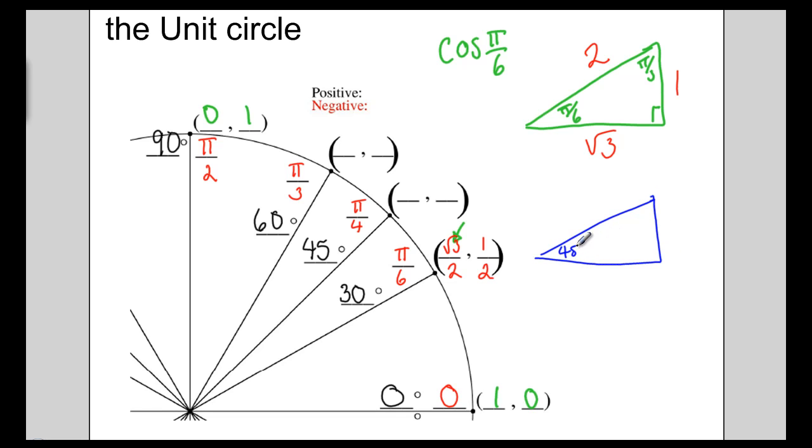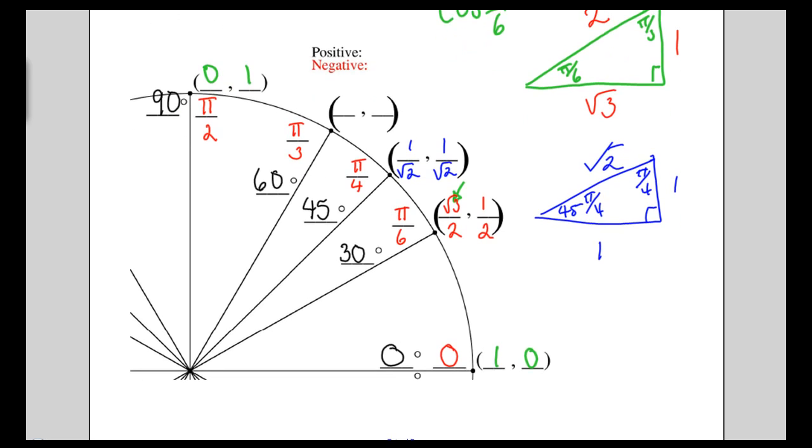So theta is 45, or pi over 4. And this is 90, and this will also be pi over 4. The ratios for these triangles is going to be 1, 1, root 2. So the sine of 45 and the cos of 45 are both 1 over root 2. Now, we're not going to leave these with a denominator of root 2. In grade 11, you would have learned how to rationalize.